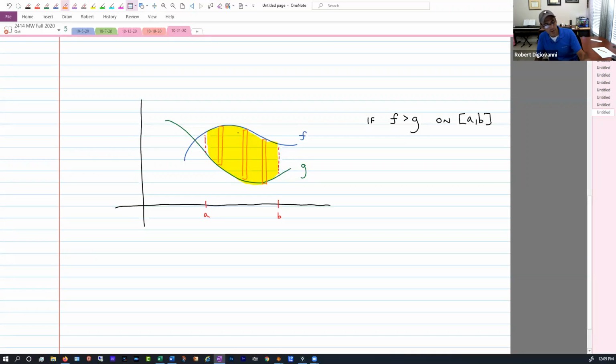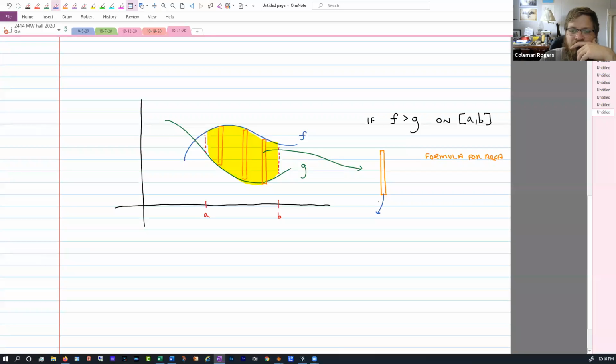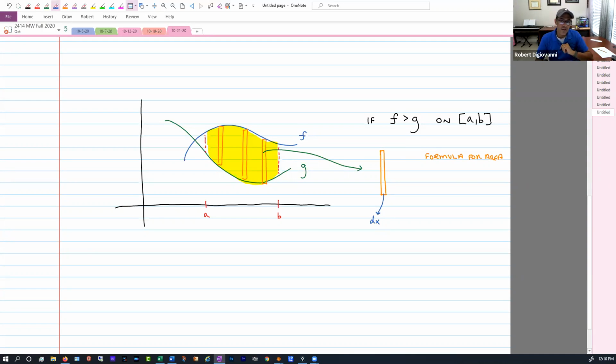Now, if I take one of those rectangles over here to the side and take a look at it, can we come up with a formula for the area? Well, how wide is it? We're going to do the same thing, so that'll still be dx. What's different now is how tall the rectangle is. So we need to know this height. Can somebody tell me what it would be? f of x minus g of x.